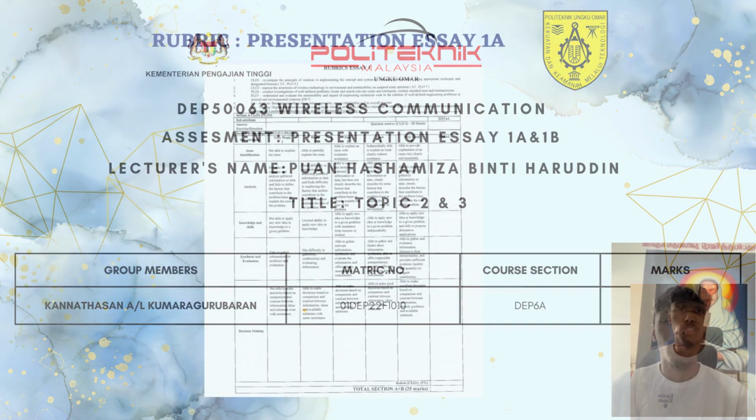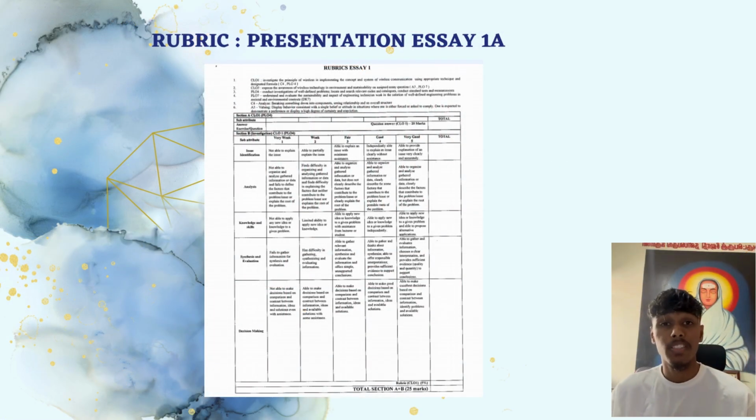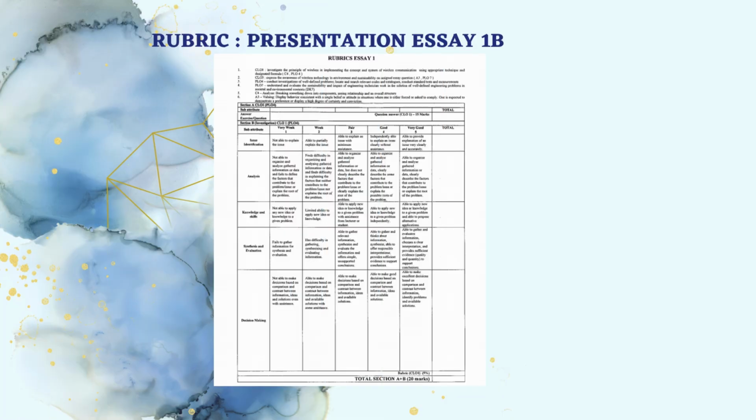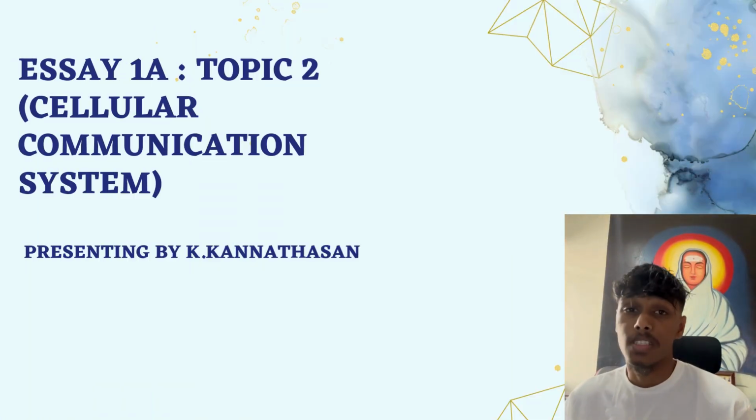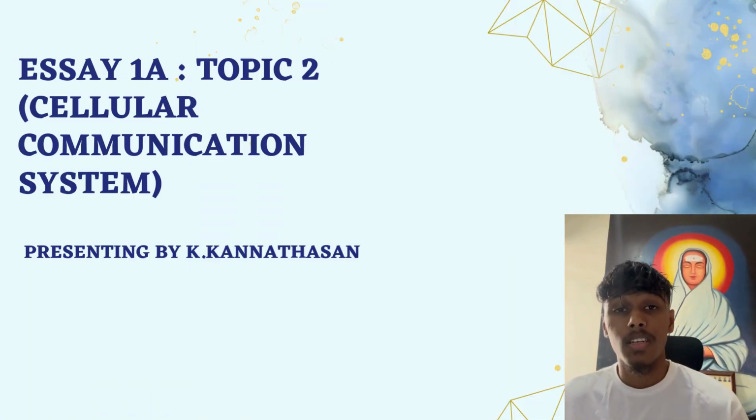So today we are basically going to do a presentation about Essay 1A, which is from Topic 2, and Essay 1B. As you can all see, these are the rubrics for Essay 1A and 1B. So let's get into the questions given by my lecturer, which is Essay 1A, Topic 2, from Cellular Communication System.